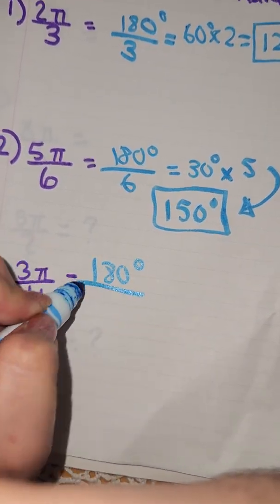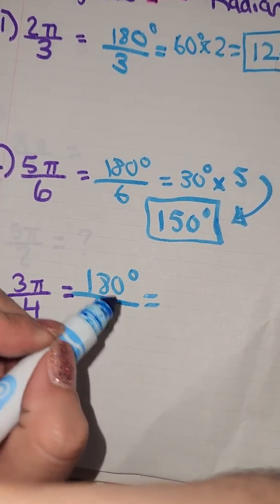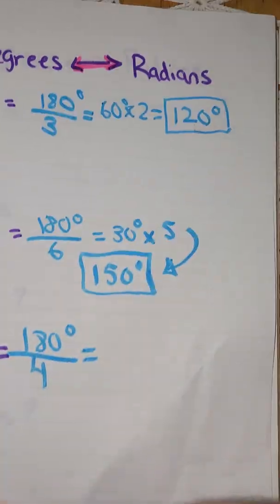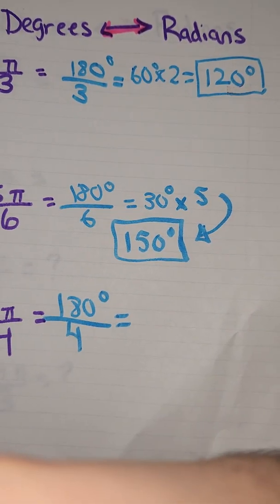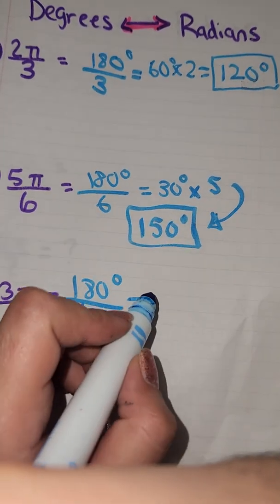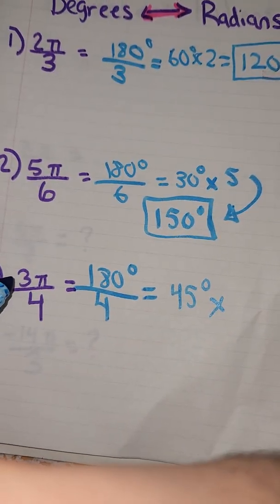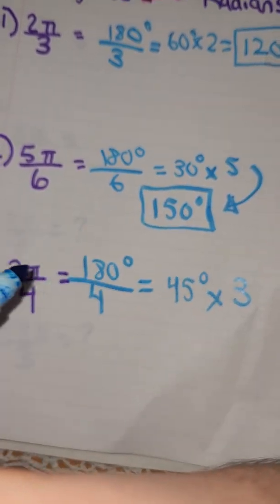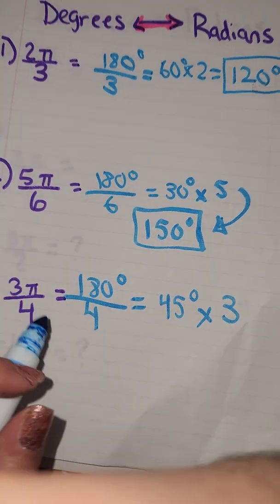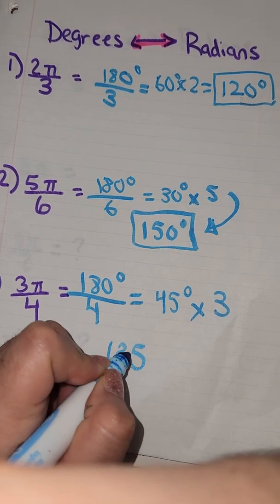180 degrees divided by 4 is equal to 45 degrees. Times that by the numerator, which is 3, and you get the answer is 135 degrees.